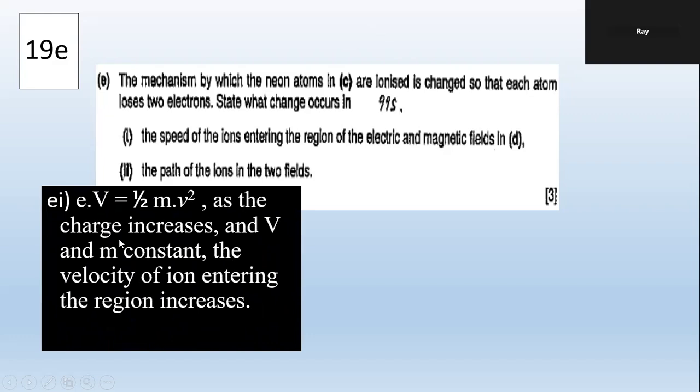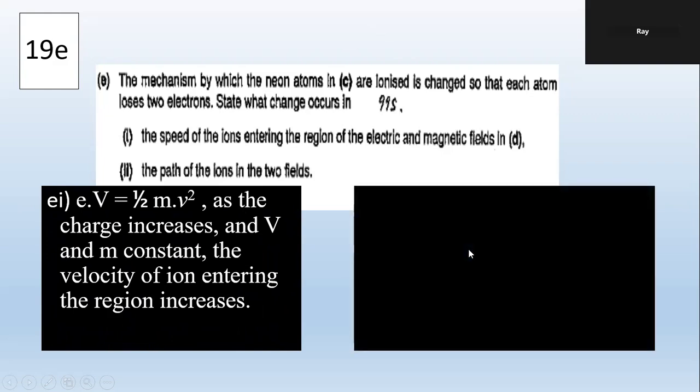Why does the speed change? As the charge increases, V and M are constant, so the velocity of the ion entering the region increases. Yes, they're directly proportional. Path of the ion in the two fields, so it's unchanged.